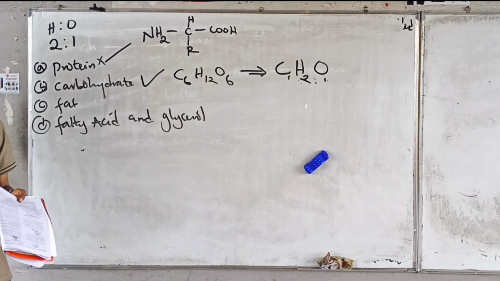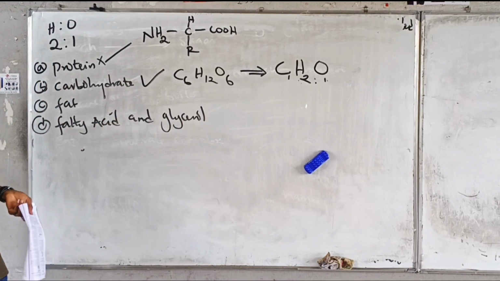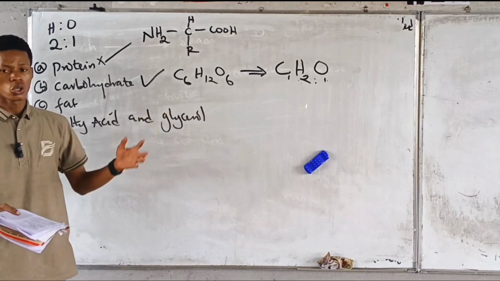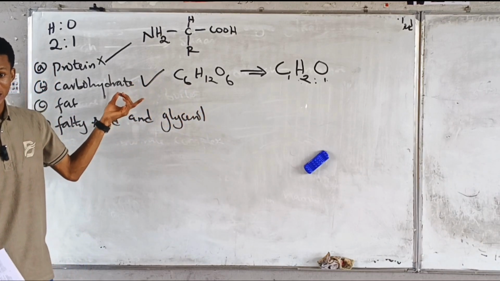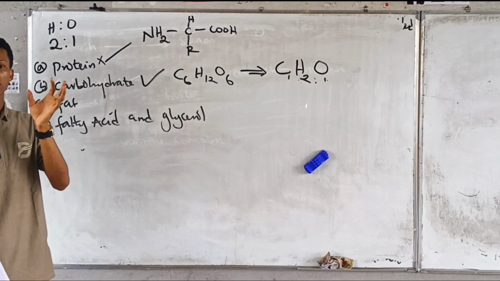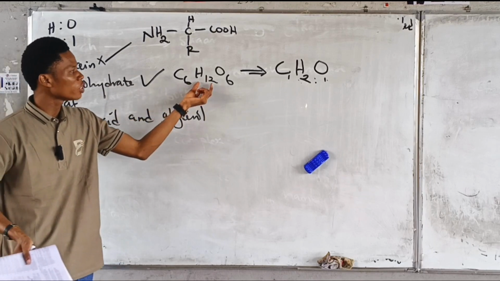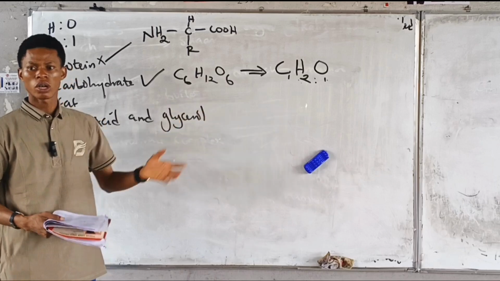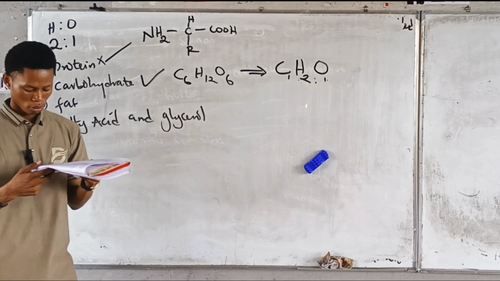Carbohydrates. Because the ratio of hydrogen to oxygen is 2:1. So you see what I did now. Even if you didn't know the answer to this question, you know carbohydrate. Give me one example of carbohydrate. You know the formula. You now check the hydrogen and oxygen to tell your answer. Do you get that? All right.